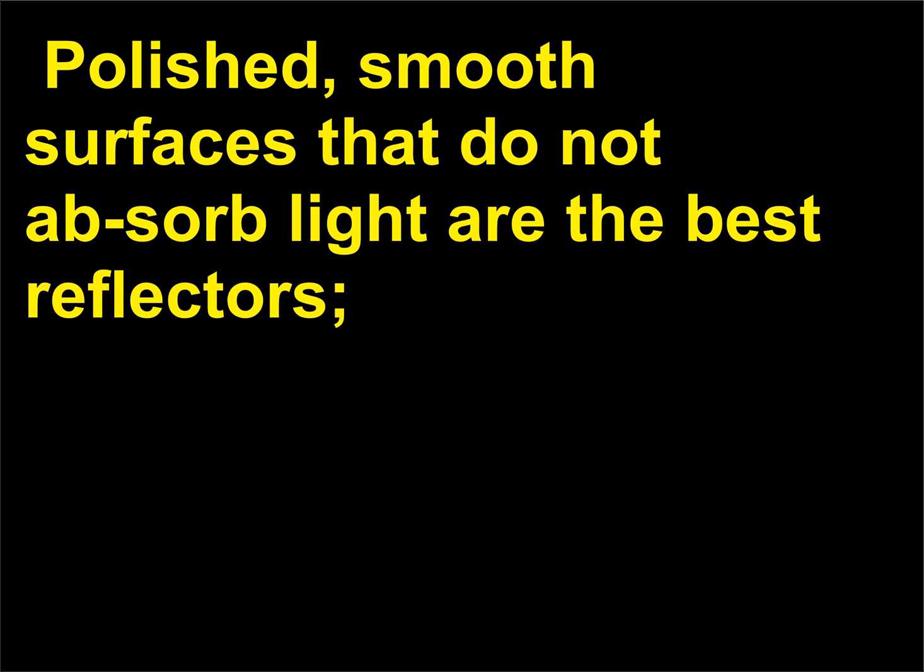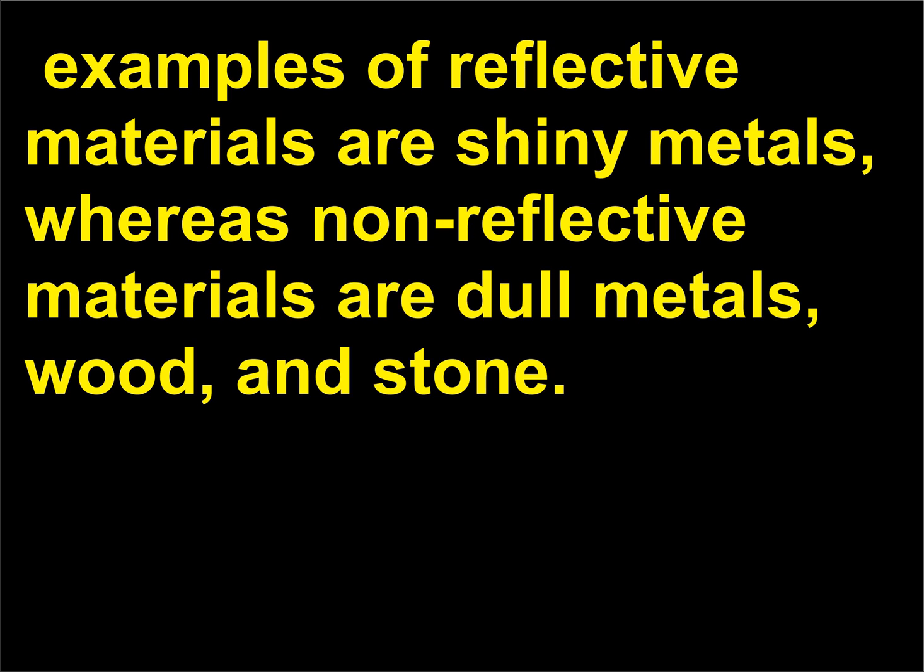Polished, smooth surfaces that do not absorb light are the best reflectors. Examples of reflective materials are shiny metals, whereas non-reflective materials are dull metals, wood, and stone.